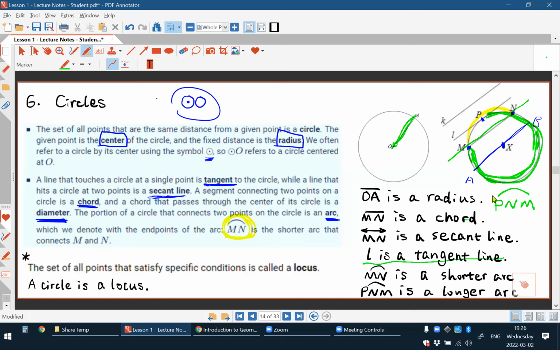And if you want to denote a shorter arc, you use 2 letters. For example, arc MN is the shorter arc, which is highlighted in yellow. And if we want to denote a longer arc, for example from point P to point M as highlighted in green, we have to use 3 letters. Understand? Any questions?